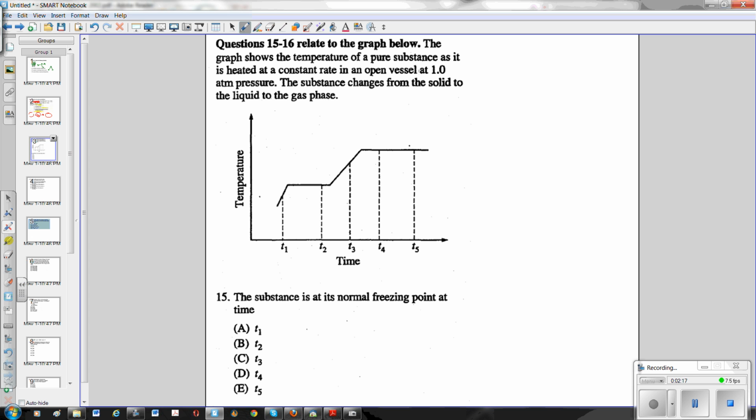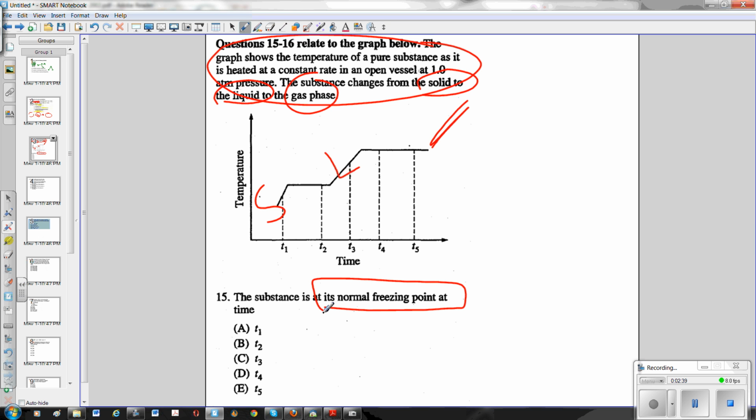Question 15 was requested. Remember, this is a phase diagram. They tell you the substance changes from a solid to a liquid to a gas. This is going to represent solid. This is going to represent liquid, and then the gas is not shown on this point. It is a heating curve, so you have to make sure you read this and look at it. The substance is at its normal freezing point. Remember, freezing occurs when you go between a liquid and a solid. The flat areas on this represent phase changes. So this first area right here represents melting when you're going from a solid to a liquid, or freezing when you're going from a liquid to a solid.